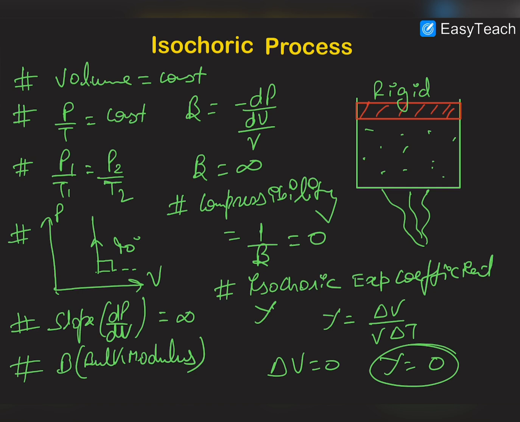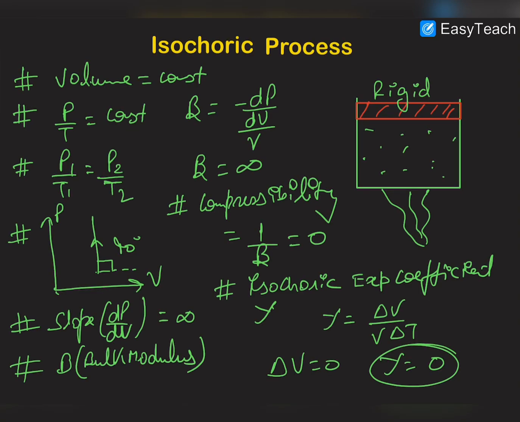And if we talk about examples of this process, the first example is a gas which is filled in a cylinder having a rigid piston. It is an example of an isochoric process if that gas is being heated.